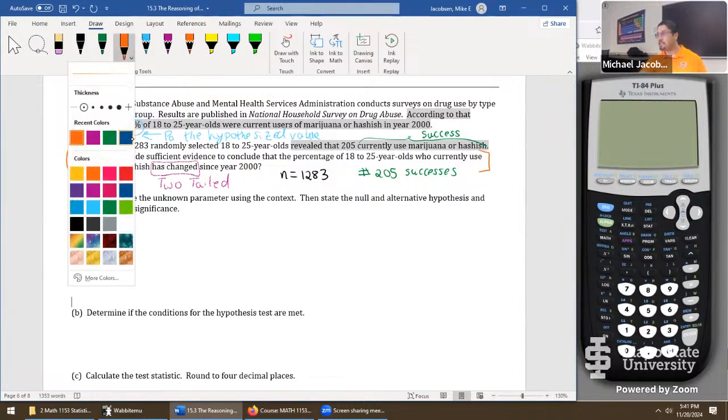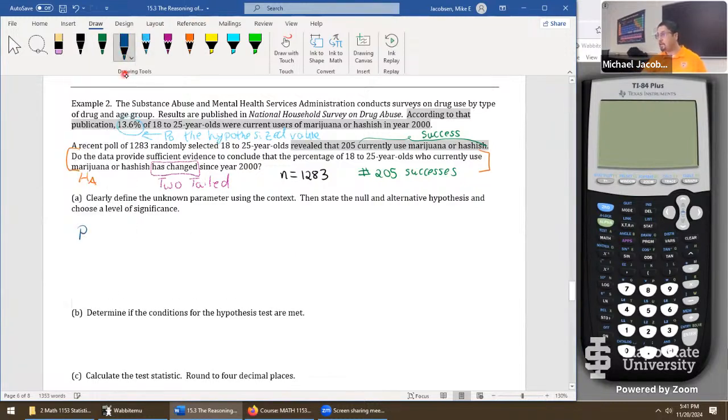So let's start off by the most important thing in this whole problem. The thing we're testing is p, the unknown parameter. We have to describe it using the context. But if we look at these data, these are absolutely categorical data. So we'll say p equals the true proportion of, we have to mention the population at this point. Anyone see what the population should be? Not necessarily, that'd be the successes.